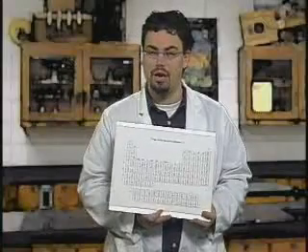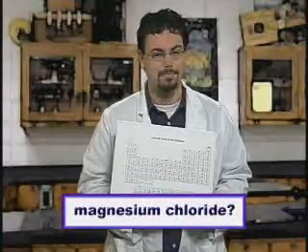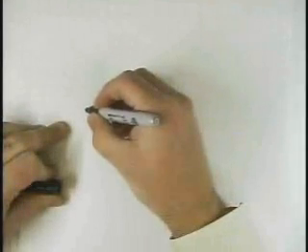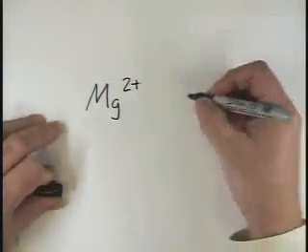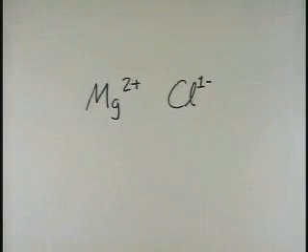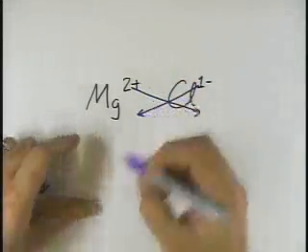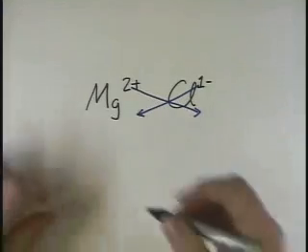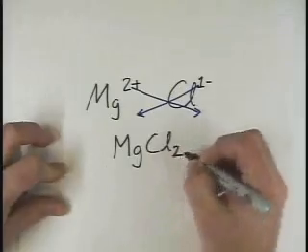Now, let's try something a little harder. What is the molar mass of magnesium chloride? We're going to need to know the formula for magnesium chloride to find the molar mass. Magnesium has a charge of positive 2, and chlorine has a charge of negative 1. We crisscross the charges and get a formula of MgCl2.